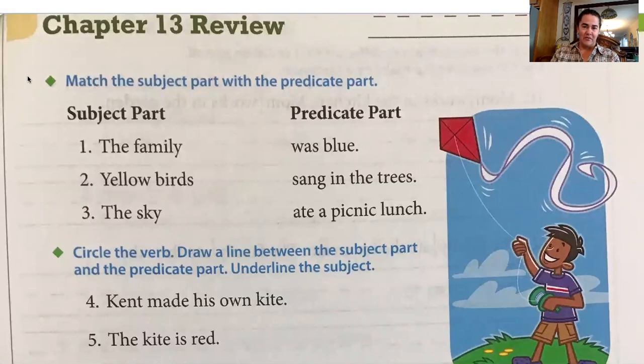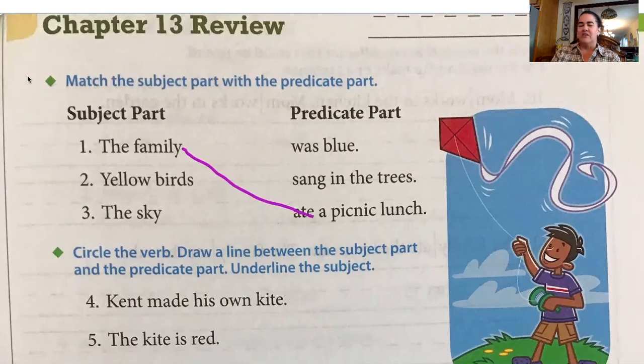Match the subject part with the predicate part. Let's see, Kylie, if the subject part is the family, what would be a good predicate part? Let's try them on for size. The family was blue, only if they were Smurfs. The family sang in the trees. I don't think so. How about the family ate a picnic lunch? Yes, that's going to be our best answer. Go ahead and draw your lines.